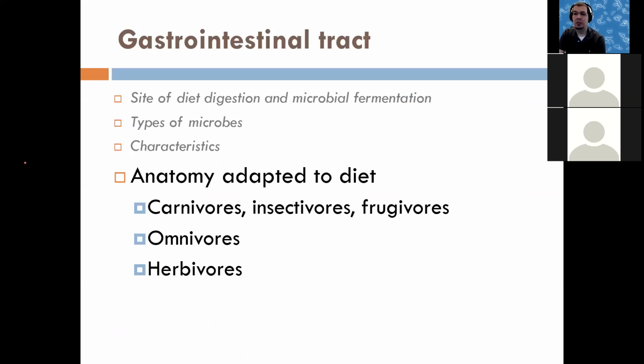So now we'll look at different gastrointestinal tracts, and we'll look at their anatomy. We'll look at 3 different groups of mammals. We'll look at carnivores, insectivores, and frugivores. We can lump all of those together. We'll look at omnivores separately, and we'll look at several kinds of herbivores. And what we'll see is that microbial fermentation becomes progressively more important as we go down. So it's not that important in carnivores, insectivores, and frugivores. It becomes more important in omnivores, and it's very important in herbivores.